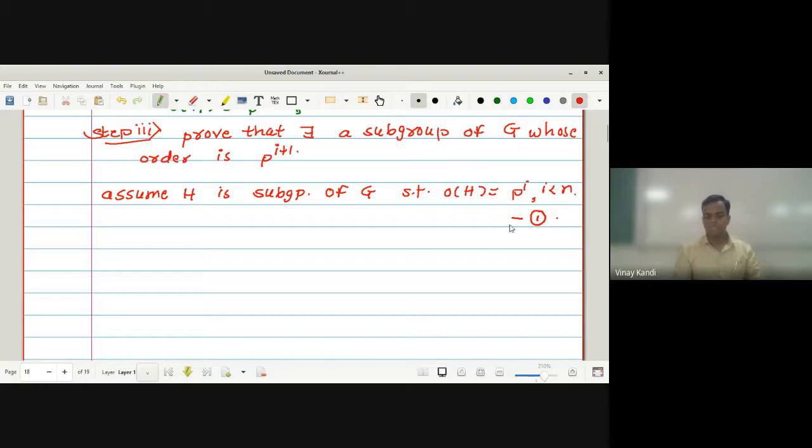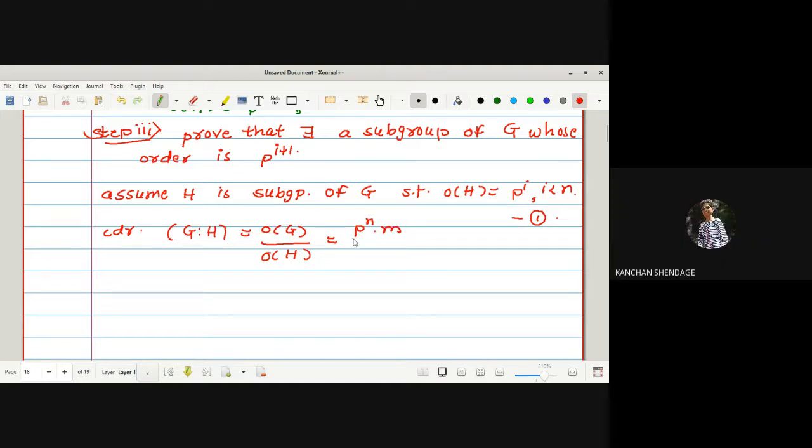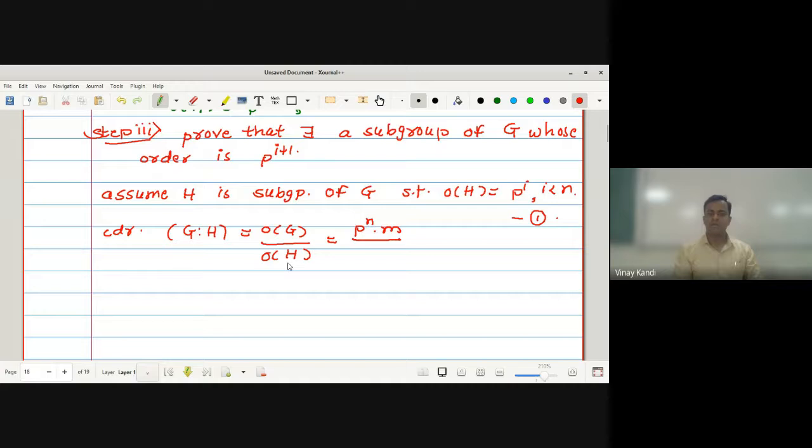Okay, now consider the index of H in G, which is nothing but order of G upon order of H. What is the order of G? p raised to n into m. Very good. And what is the order of H? p raised to i, which is equal to p raised to n minus i into m, where i is less than n.